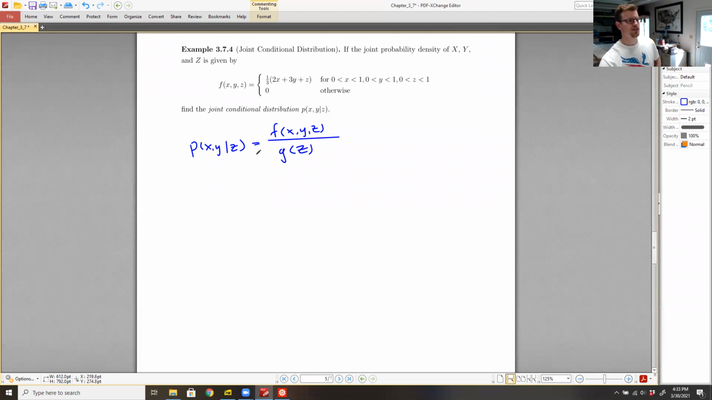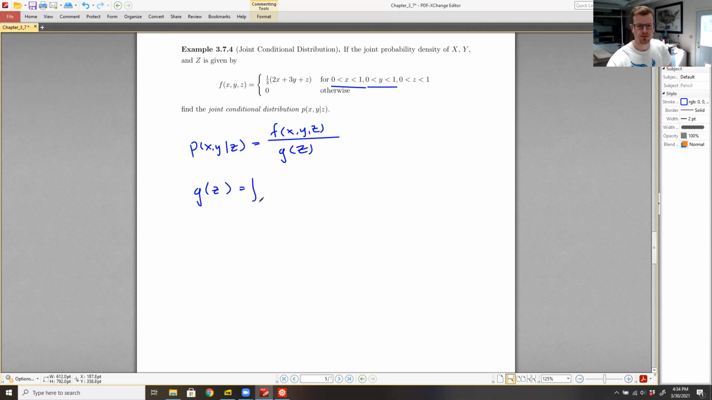So in this case, the first thing that I actually have to do is find the marginal distribution g of z. But the marginal distribution g of z is just a matter of considering all values for x and y. So x and y range from 0 to 1 and 0 to 1, and it's 0 everywhere else. So although I should integrate from negative infinity to positive infinity for x and y, I don't need to because it's 0 everywhere besides 0 to 1.